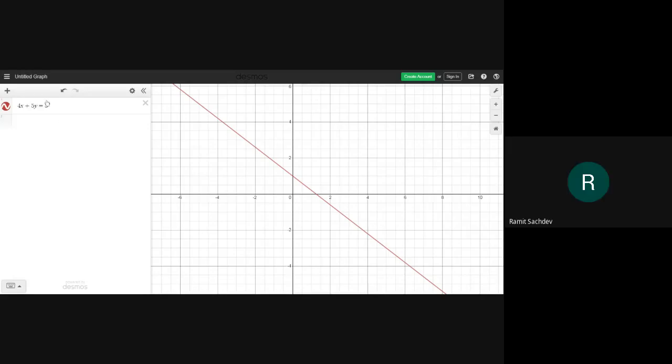Now just consider it this way, that I am putting a condition on x and y, that 4 times x when added to 5 times y should give 5. This condition can be satisfied by a lot of ordered pairs. That is why it has infinitely many solutions.